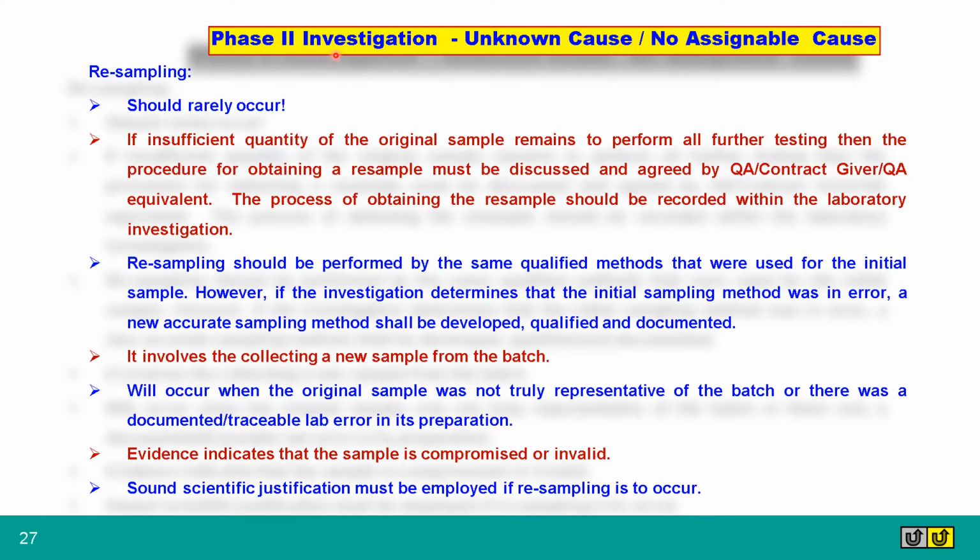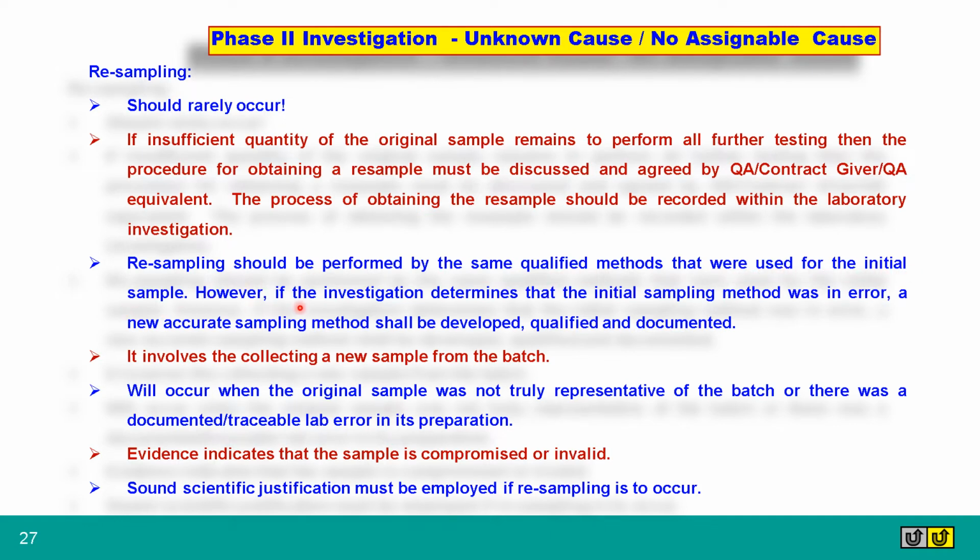Phase 2 investigation, unknown cause / no assignable cause. Resampling should rarely occur. If insufficient quantity of the original sample remains to perform all further testing, then the procedure for obtaining a resample must be discussed and agreed by QA / contract giver / QA equivalent. The process of obtaining the resample should be recorded within the laboratory investigation. Resampling should be performed by the same qualified methods that were used for the initial sample.